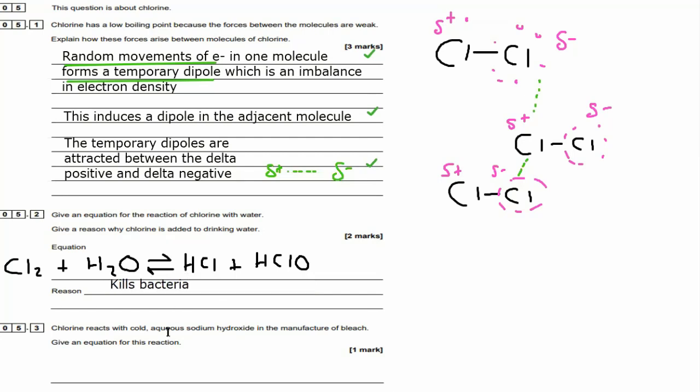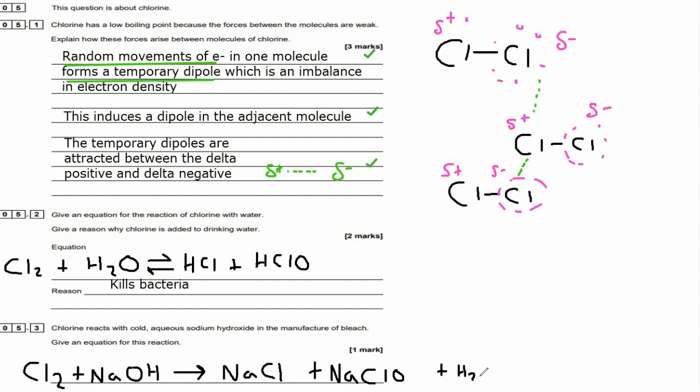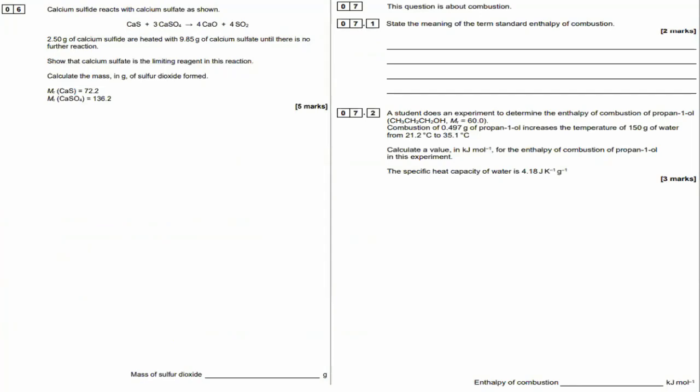Okay, chlorine reacts with cold aqueous sodium hydroxide in the manufacture of bleach. Give the equation. So this is slightly different. Cl2 plus NaOH goes to sodium chlorate, NaClO, and it's sodium chlorate 1, NaClO, and that's because the chlorine has a +1 charge. We call it sodium chlorate 1. And sodium chloride and water. Actually, in the old syllabus, you used to have to know that when it reacts with hot sodium hydroxide, it forms sodium chlorate 5 as well. Okay, you don't need to know that anymore.